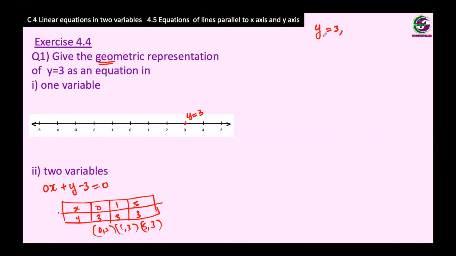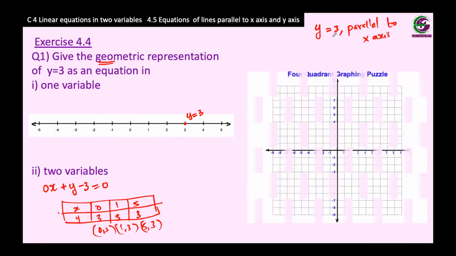Y is equal to 3. It has only one variable, so it will be parallel to one of the axes. To the opposite of y. Yes, excellent. So it will be parallel to the x-axis, passing through y equal to 3. You know y equal to 3 is a positive number, so it will be above 0. So passing through 3, you will get a line parallel to the x-axis.